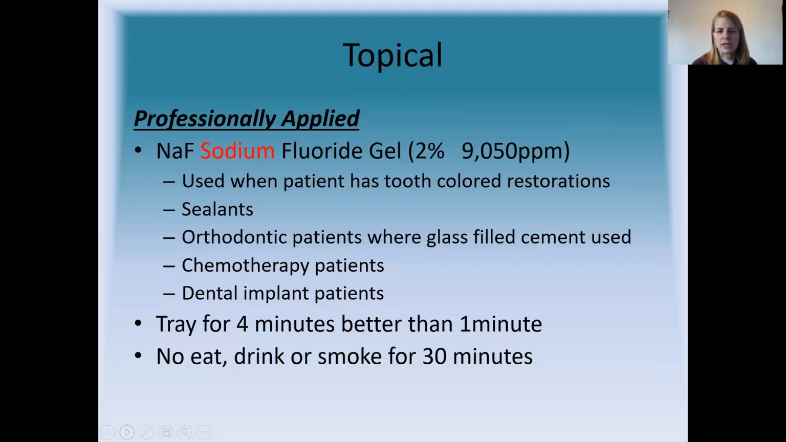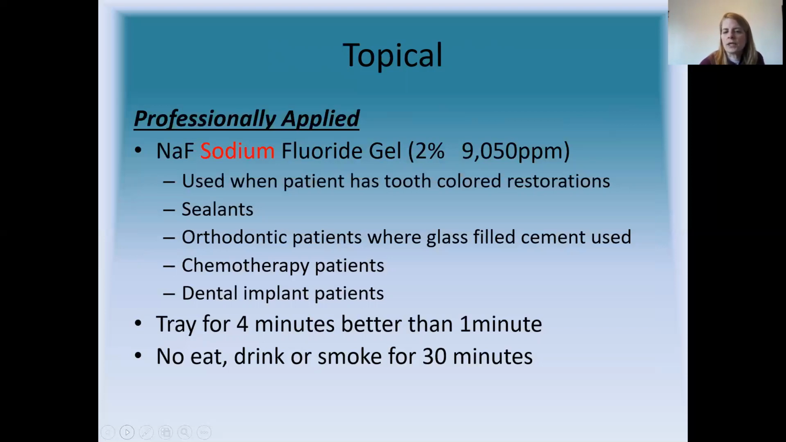So we've got our professionally applied sodium fluoride gel, which is a 2% sodium fluoride gel, 9,050 parts per million, used when a patient has tooth-colored restorations. So this is our neutral, used when patients have tooth-colored restorations or sealants, or orthodontic patients who have a glass-filled cement. We'll talk about cements and that kind of thing in the summer in dental materials.